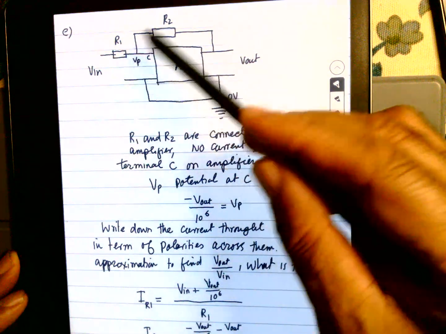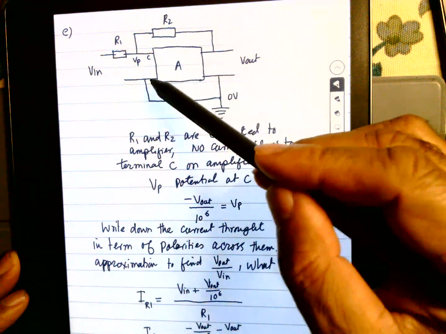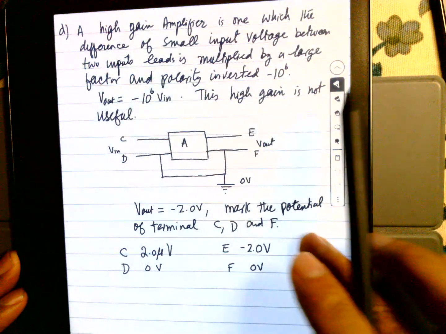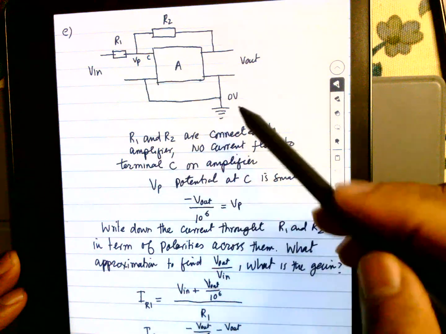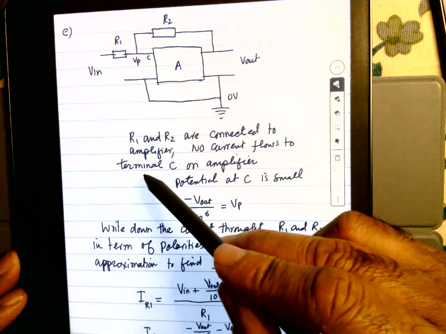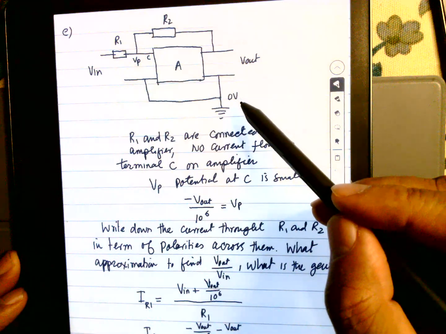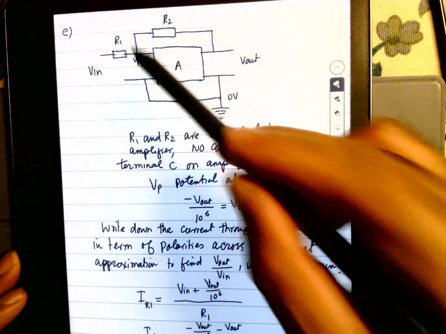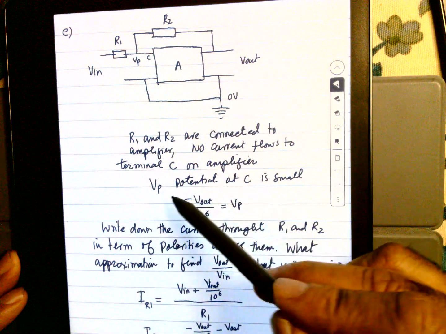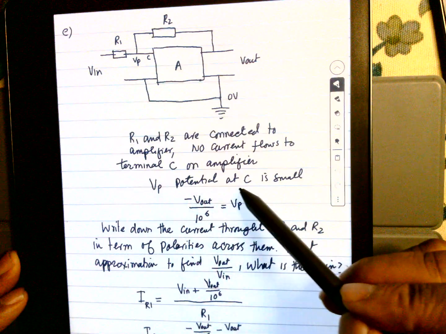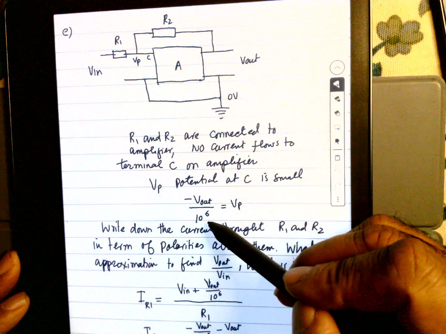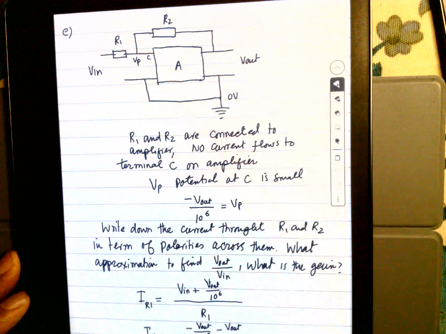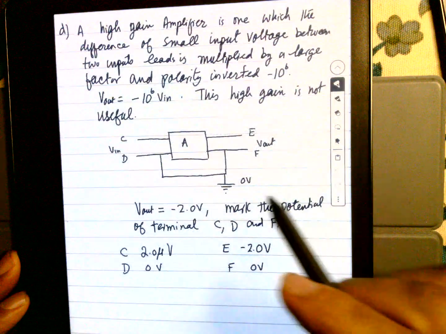The next question: R1 and R2 are given like this one. This is the same high gain circuit. So R1 and R2 are connected to the amplifier. No current flows into terminal C. So terminal C, this one, is the terminal on the amplifier. The potential at C is small. V output over 10 to the power 6 is equal to Vp because of this 10 to the power 6.